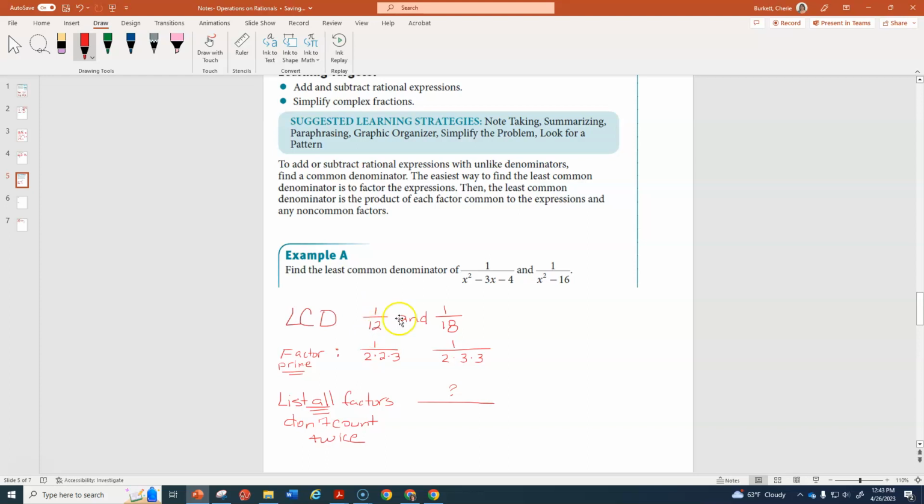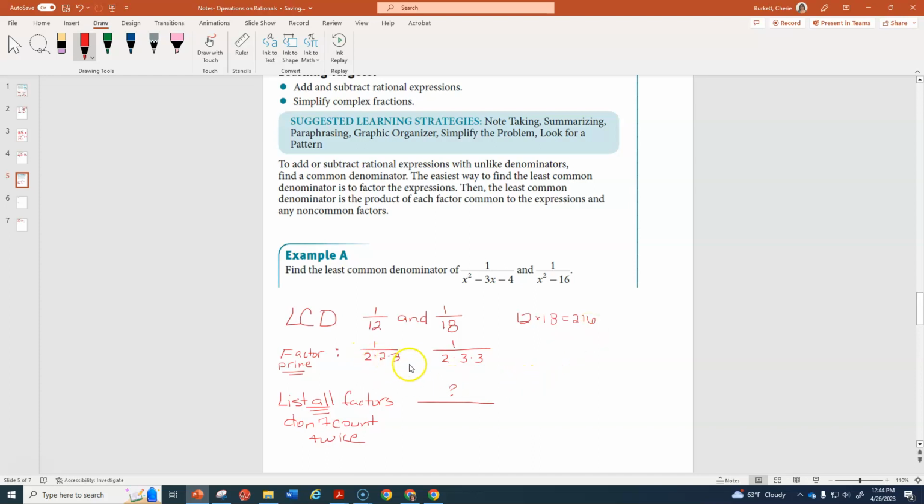So we've got a fraction 1/12, we got a fraction 1/18. They do not have a common denominator, so I want to find the common denominator, and not just any common denominator, because you can always find a common denominator by multiplying the two denominators together. If I multiply 12 times 18 together, I believe I get 216. 216 will definitely work as a common denominator, but it's not the least common denominator.